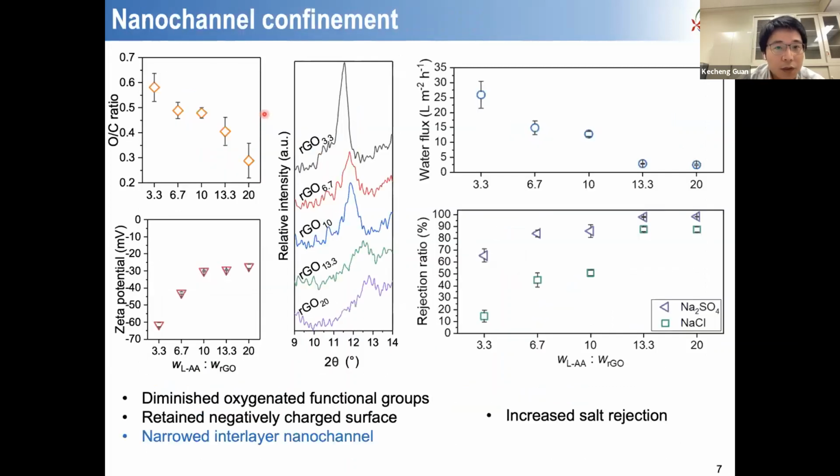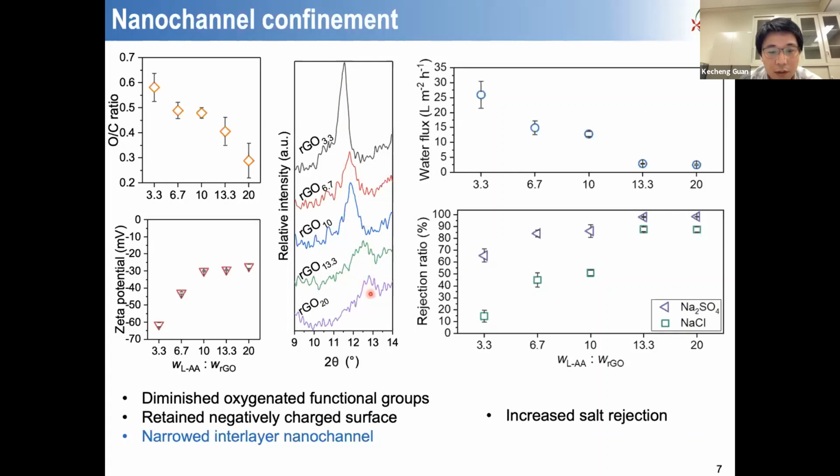So firstly, we tried to study the nanochannel confinement effect, which corresponds to the dehydration-based energy barrier. We fabricated different RGO membranes with different reduction degrees. We can see from the XRD spectra that with the increase of the reduction degree, the peak shifted to the right side, which indicates the narrowing of the interlayer spacing.